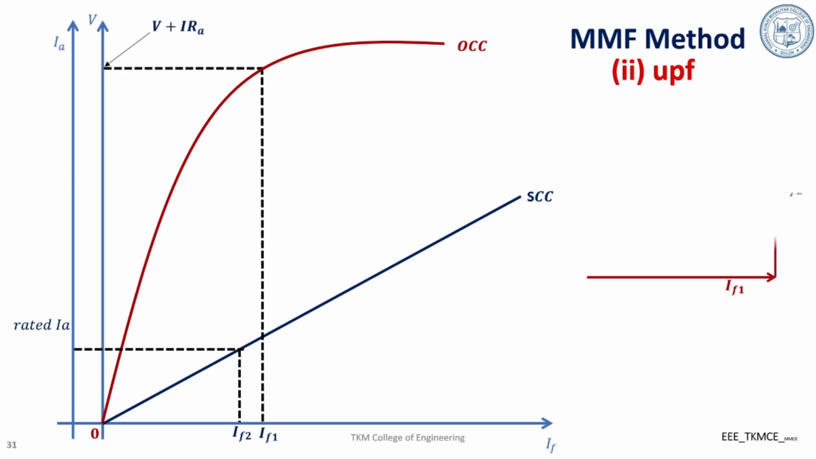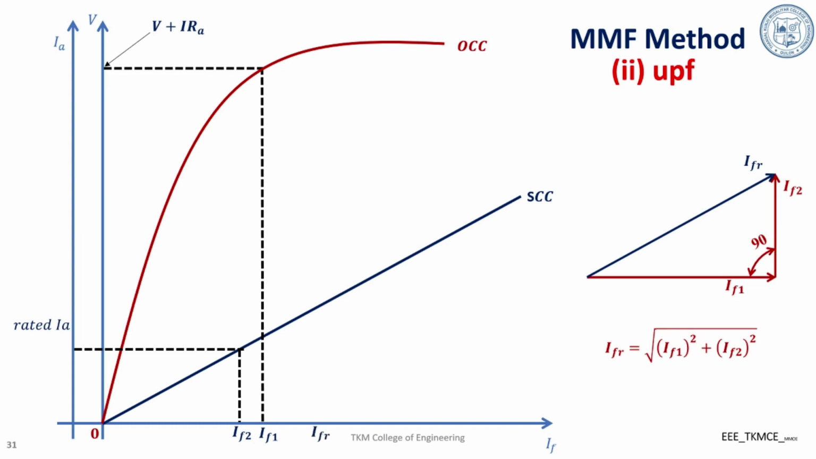This is IF1 and IF2, and the angle between IF1 and IF2 is 90 degrees, and this is the resultant field current. From this phasor diagram, you can see that IFR is equal to root of IF1 square plus IF2 square. Once we get IFR, mark that IFR on the x-axis, proceed a line parallel to the y-axis which will meet at OCC, and measure E0 corresponding to that meeting point.